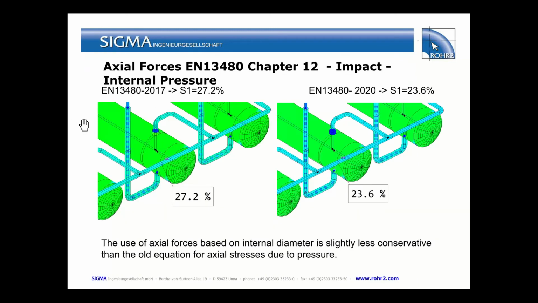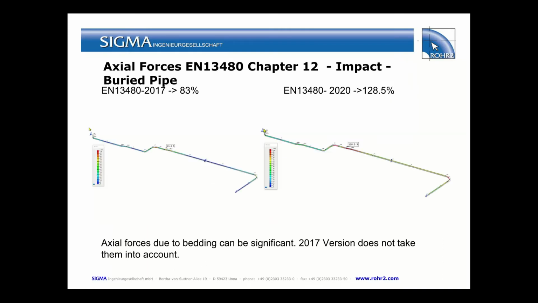So if we take the example from our gas storage tank here again, and we look at the straight pipe in the buried part of it, we can see that the stresses are reduced for the S1 equation from 27% in the 2017 version to around 23% in the 2020 version, and this is due to the axial forces which are now based on the internal diameter, which is slightly less conservative than the old equation with the axial stresses due to pressure.